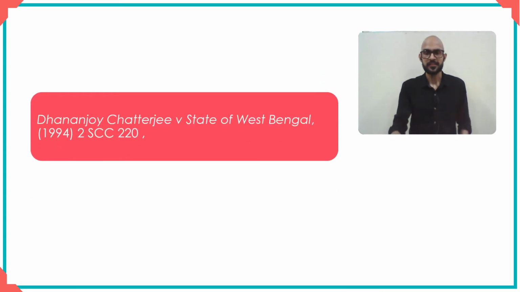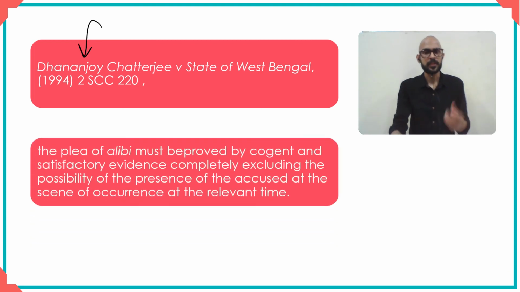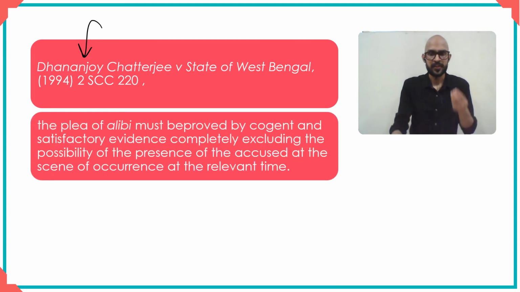To understand this, let us take the example of the infamous case of Dhananjay Chatterjee versus the State of West Bengal. So you see, this was a case where Dhananjay Chatterjee was convicted for the gruesome rape and murder of a teenage girl, as a result of which he was awarded the death sentence, right? In this case, the court held that the plea of alibi requires to be very strong and cogent. You can't be giving a weak piece of evidence for the plea of alibi.